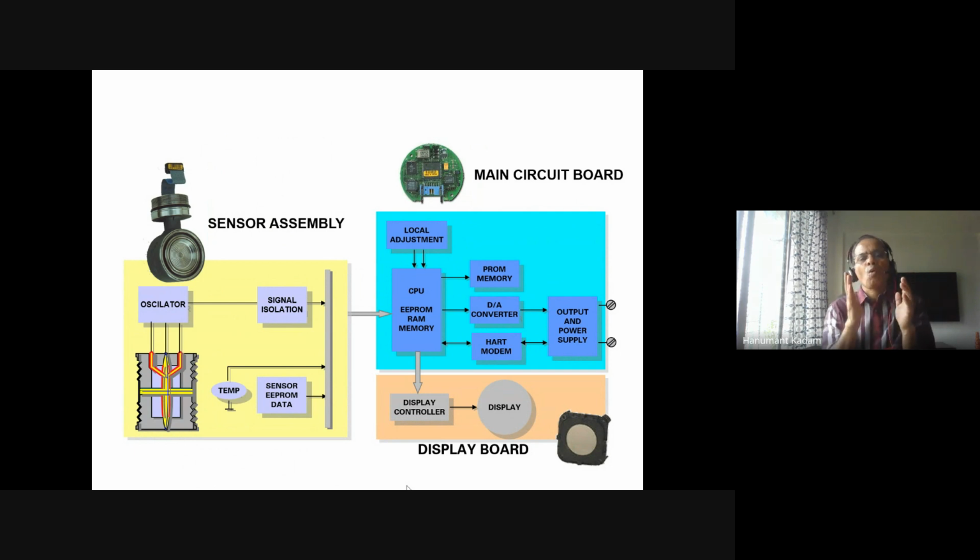I'm talking about a HART wired transmitter, and here you can see the capacitive sensor, which in the picture again is shown, and in this is electronics, and in this electronics are the isolator, signal isolation, sensor PROM, temperature compensation sensor, all of which are major parts, and the signal goes to the main circuit board. This is the picture of the main circuit board, which is the functional electronics: CPU, EEPROM, RAM, memory, local adjustment push buttons as I told, PROM memory, D to A converter, HART modem, and output. Then finally the third part is a display controller, and you will get a display, which is an LCD display of the transmitter. So these are the major parts of the HART transmitters.